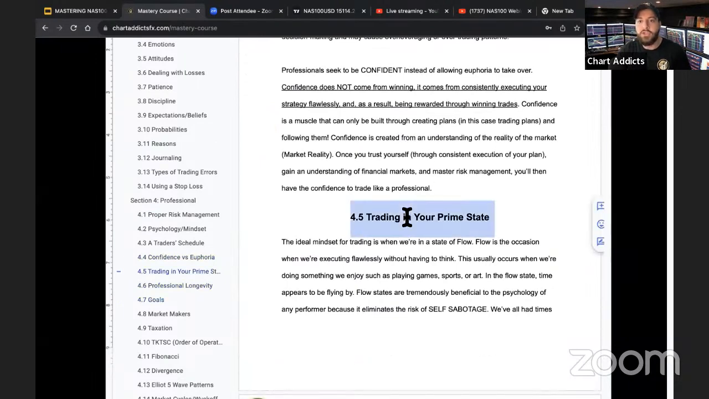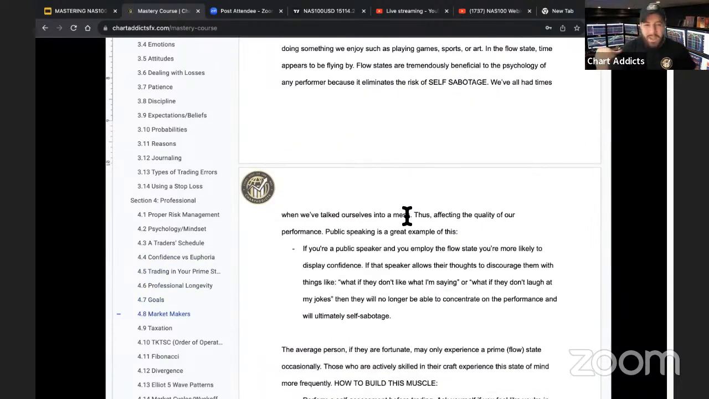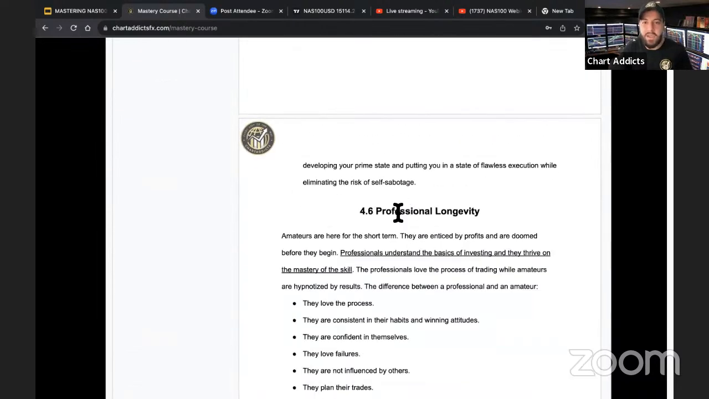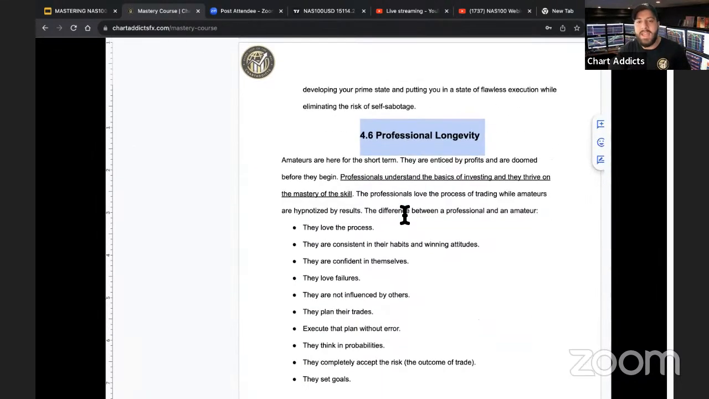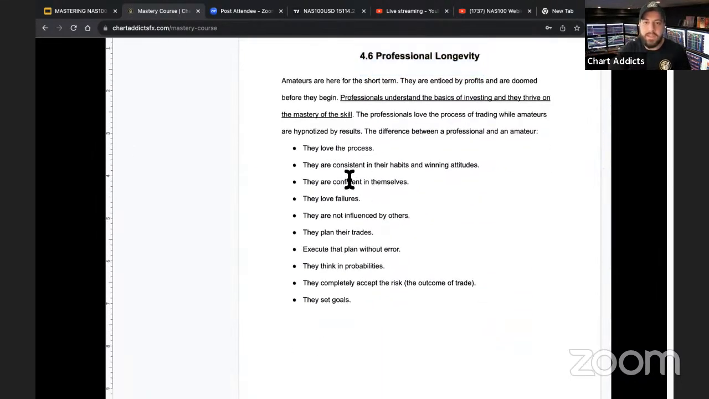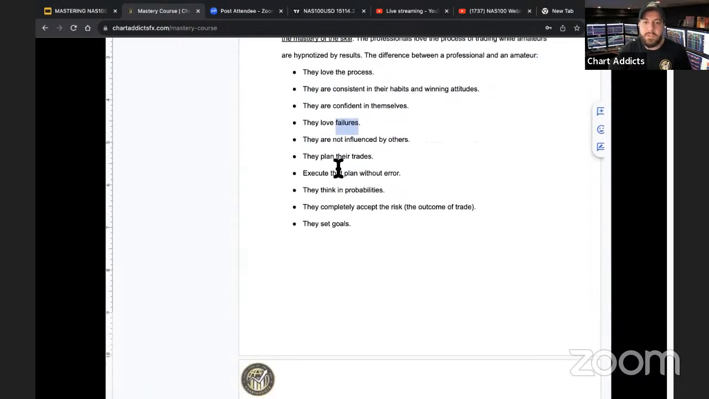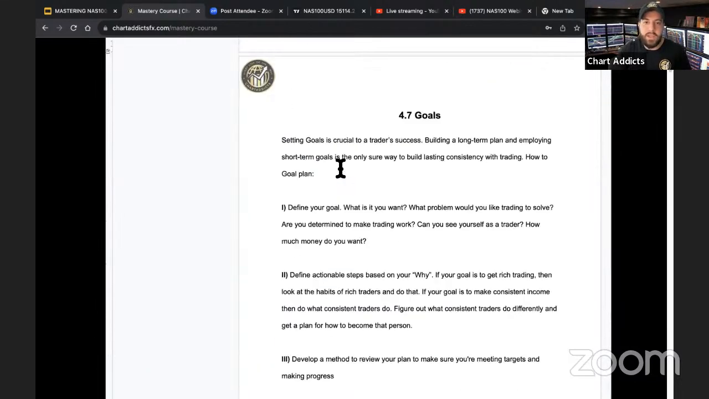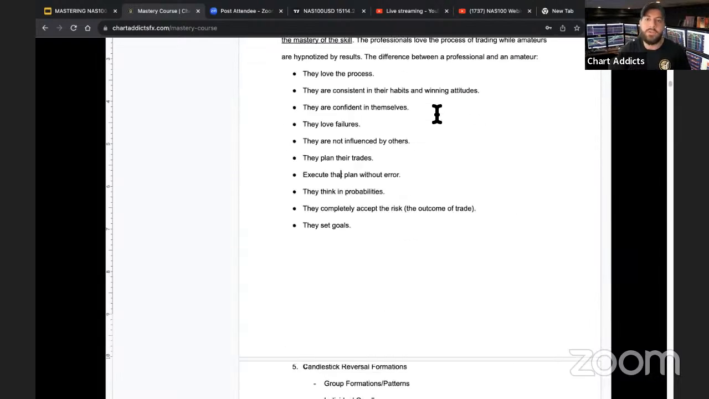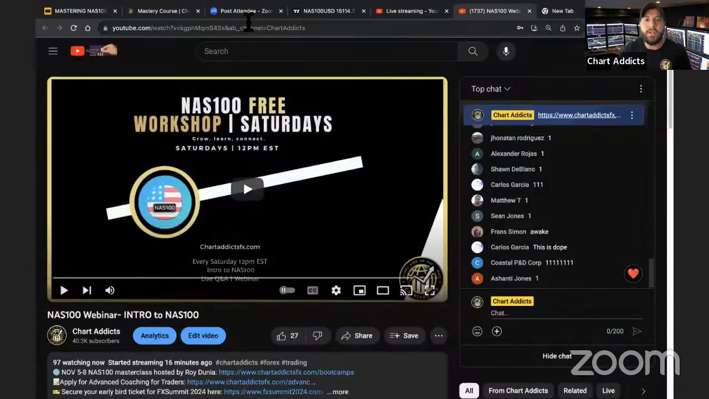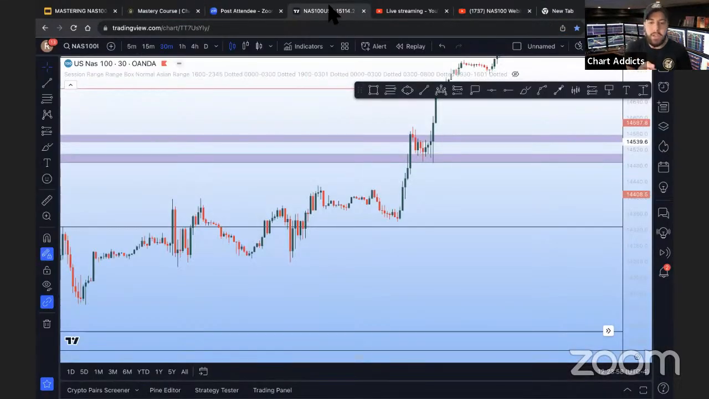Understanding the difference, trading in a prime state versus trading kind of half-ass and being lazy with it. Professional longevity, how to stay in the game longer, like loving the process, confidence, loving failures, planning their trades, executing plans without errors, right? Setting goals, market makers, whatever. We developed a very strict understanding, not of a strategy, but of an underlying framework to understand how markets really move. That's what I try to do in these boot camps.